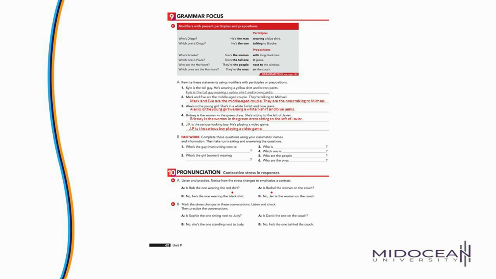Is Rob the one wearing the red shirt? No. He's the one wearing the black shirt. Is Rachel the woman on the couch? No, Jen is the woman on the couch.